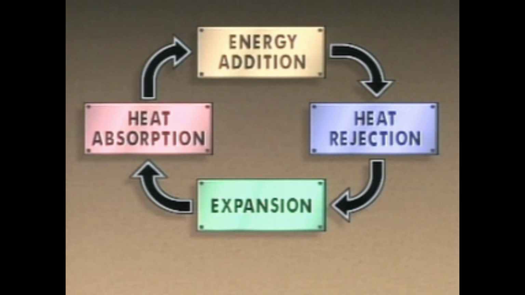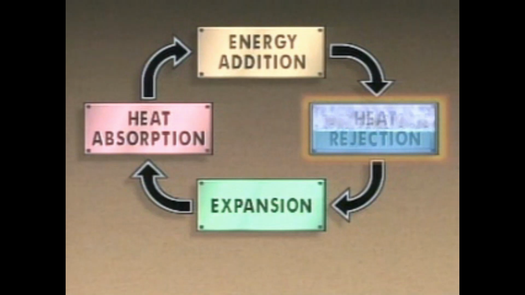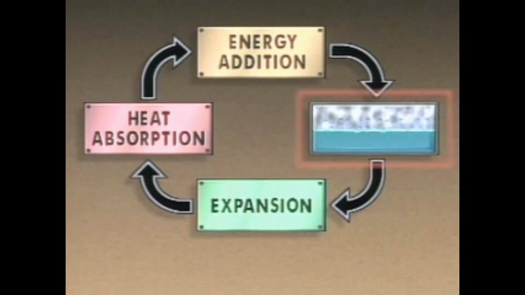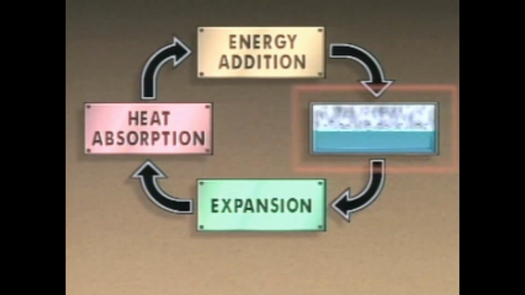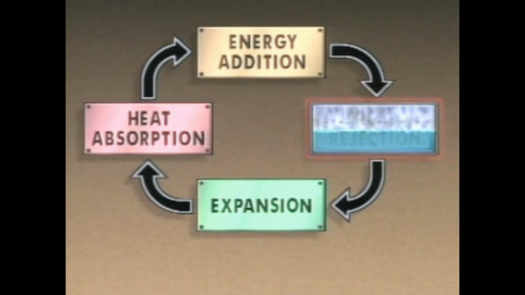After the energy addition step, the high-pressure, high-temperature vapor goes through the heat rejection or heat removal step. In the heat rejection step, the refrigerant rejects the heat it absorbed in the heat absorption step. In the process, the refrigerant changes from a high-temperature vapor to a low-temperature liquid.